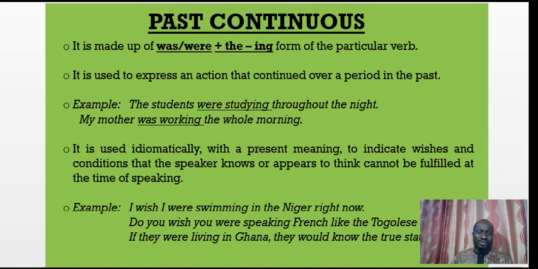It is used idiomatically with a present meaning to indicate wishes and conditions that the speaker knows or appears to think cannot be fulfilled at the time of speaking. For example, I wish I were swimming in the River Niger now. Do you wish you were speaking French like the Togolese teacher? If they were living in Ghana, they would know the true state of affairs.